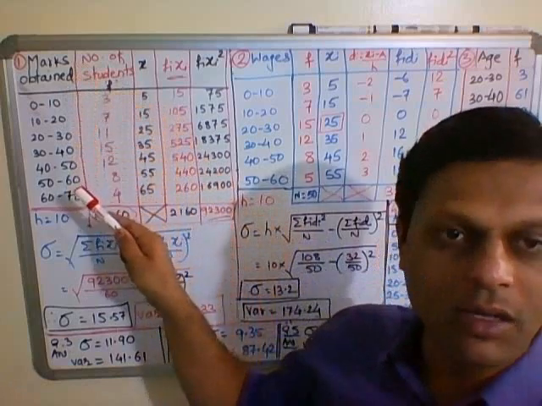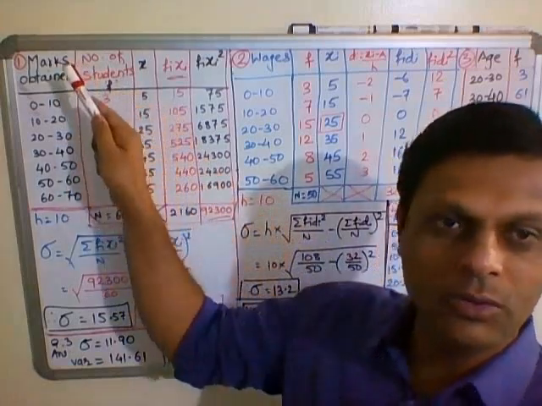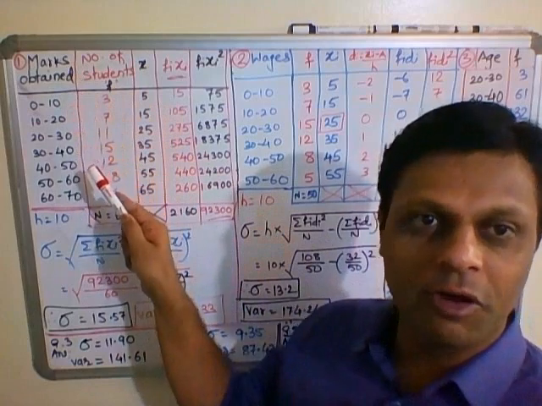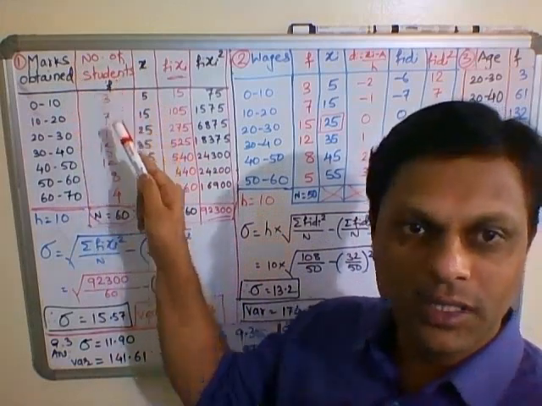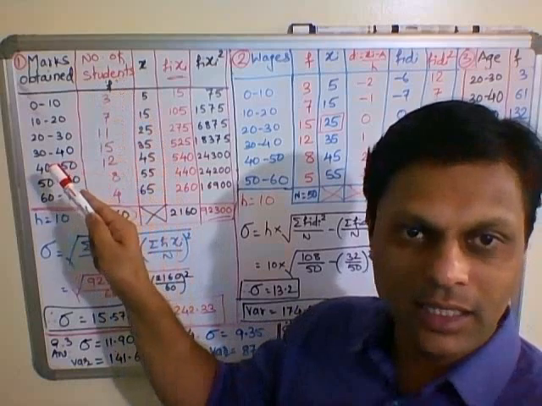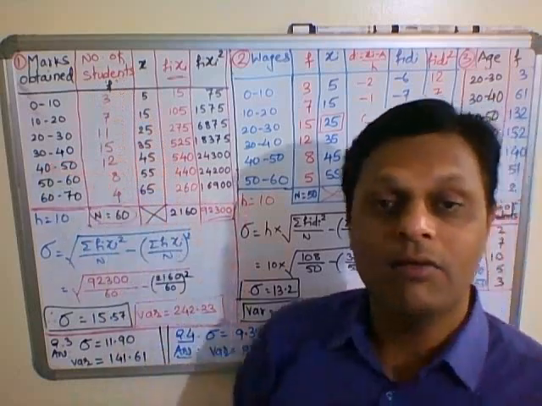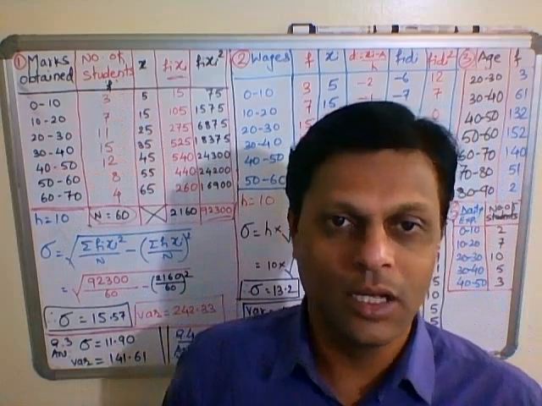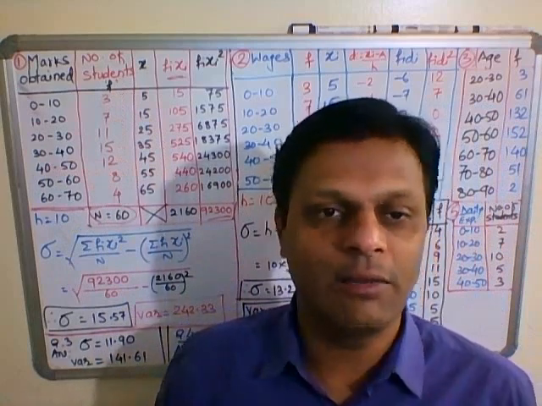I have one sum in front of us. It is marks obtained by students in an examination, given in class interval form, range form, and frequency, the number of students getting marks in this range. Now our job is to find out how much is the deviation in marks obtained by students, how much is the variation in their marks.